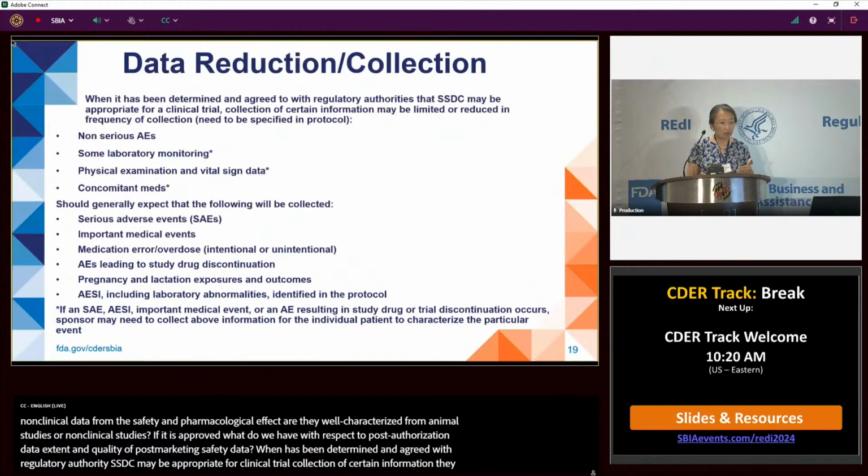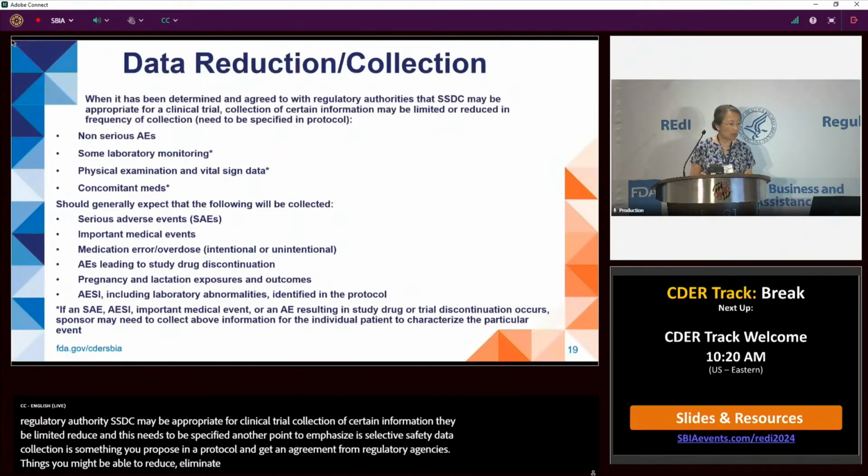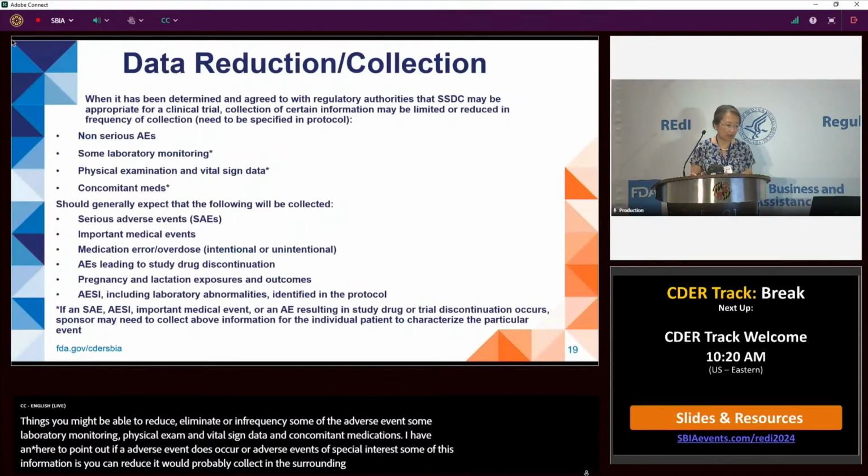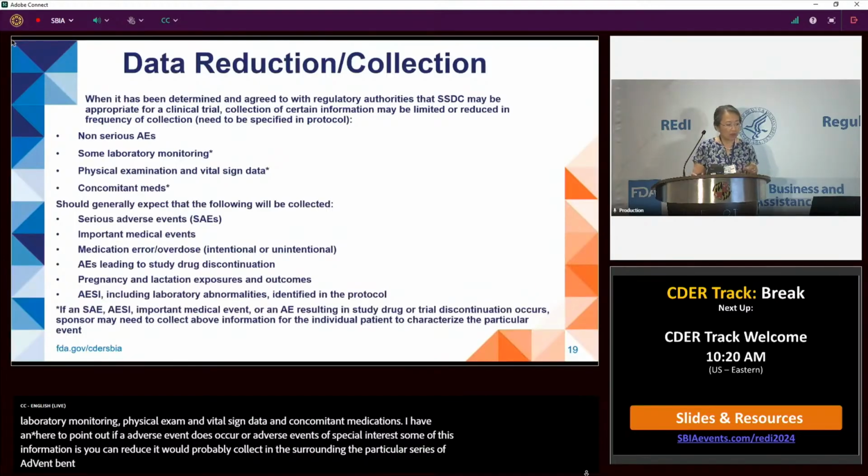So things that you might be able to reduce or eliminate, or reduce in frequency of collection: some of the non-serious adverse events, some laboratory monitoring, physical exams and vital sign data, or concomitant medications. And I have an asterisk here to point out that if a serious adverse event actually does occur, or an adverse event of special interest, some of this information that you can reduce, you would probably want to collect in the surrounding of a particular serious adverse event to better characterize or understand that event, to investigate that event.